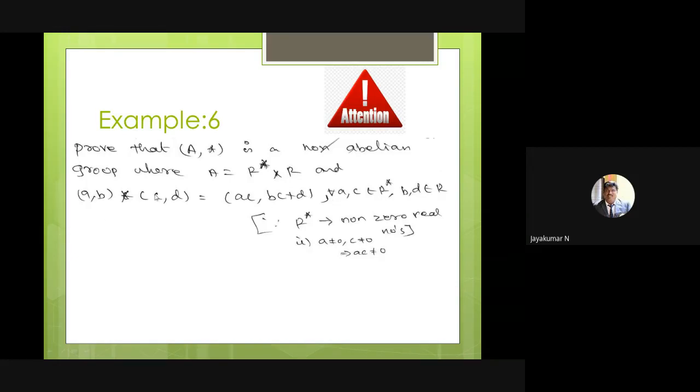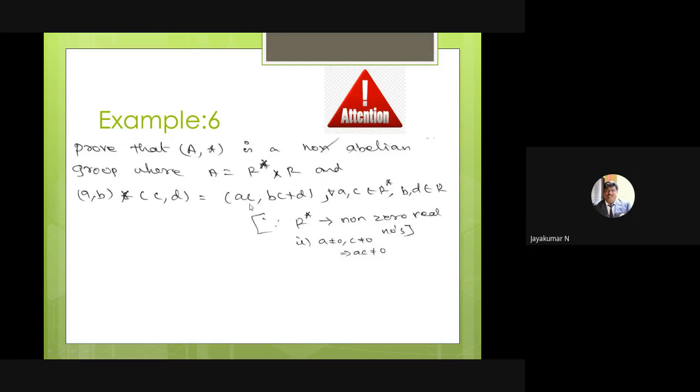That is where (A, B), (C, D) belongs to R. You have to understand one thing: A is non-zero, C is non-zero, definitely AC is also non-zero. You have to keep in your mind the first coordinate, that is the x coordinate, should be non-zero. So I choose these two elements from A.